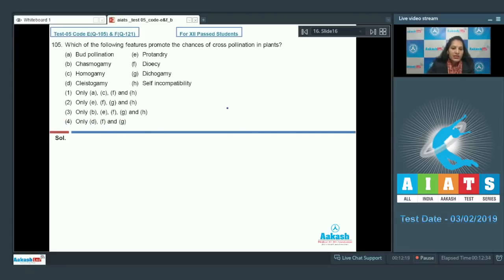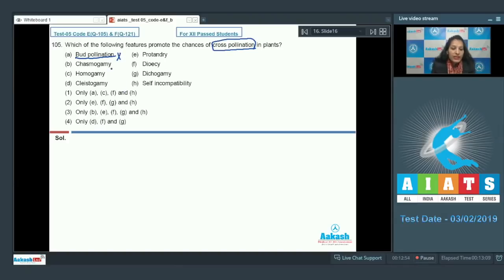You have to tell in this question which of the following features promote the chances of cross-pollination or the features which prevent self-pollination in plants. See one by one. First is bud pollination. Bud pollination means pollination occurs in the bud stage, for example, pea. In this condition, there are no chances of cross-pollination. The bud pollination promotes self-pollination. So, this is ruled out.